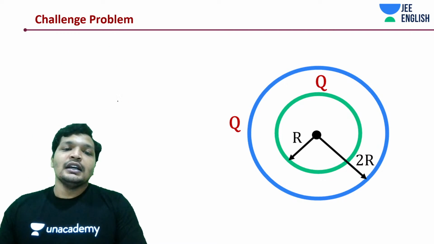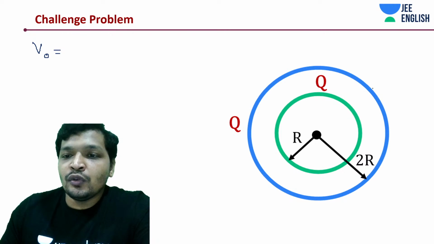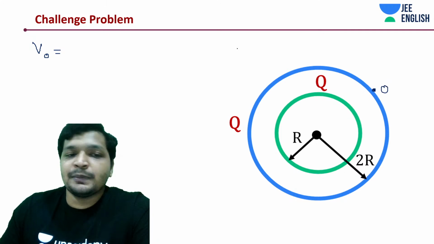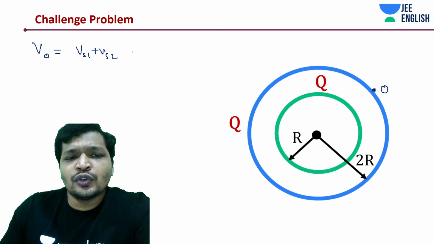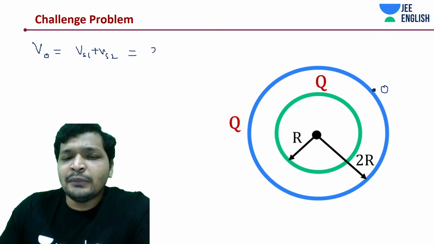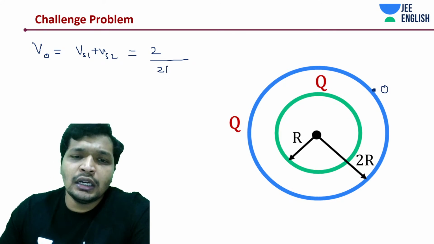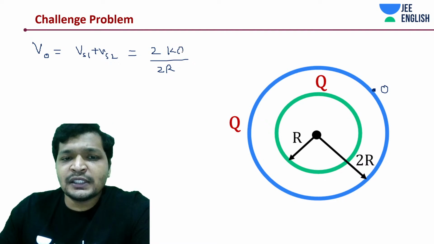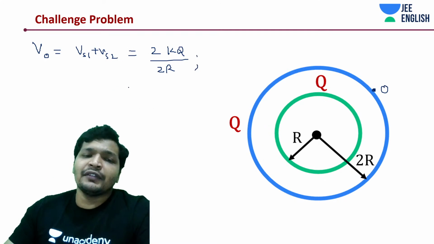Okay, that is it. So what is the total potential at this point O, on the larger sphere? It was Vs1 plus Vs2. So we would have something like KQ by 2R plus KQ by 2R. If you add them both, you'll get KQ by R. You have to add them both. I have a reason for that.